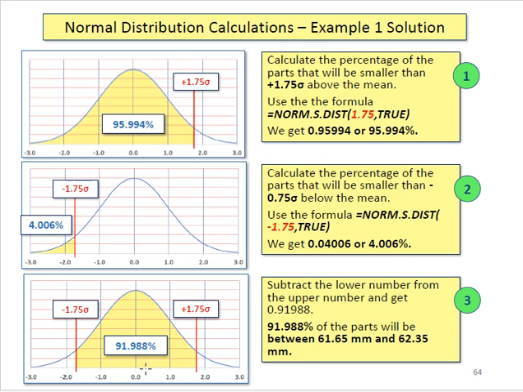Okay, and that is 91.988%. Okay. So I think you kind of get it. I think the confusion for the student is when you put this, NORM.DIST, you got a value and you don't know what that is.